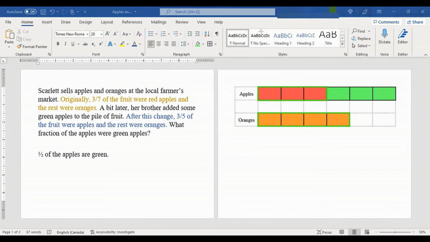And now when her brother adds some green apples to the pile of fruit, you can see after this change, 3/5 of the fruit were apples. 2/5 were oranges. Okay, so we have 1/5, 2/5, 3/5. And we can see that apples do take up 3/5. And oranges take up the remaining 2/5. So everything is in order for our blue sentence. And now we've also put our answer, which seems to also be in order, that half of the total number of apples are green. So now we've checked our work.